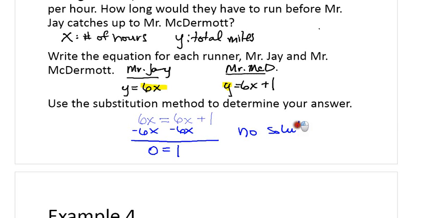And if I remember back to graphing these systems of equations, no solution means that they should be parallel lines. And that's supported up here in the equations, where both have a slope of 6 and they have different y-intercepts. One has a y-intercept of 0, and one has a y-intercept of 1. So these are both parallel lines that never intersect, meaning that Mr. McDermott will win the race because he started ahead, and Mr. J will never catch up because they're running at the same rate. Since Mr. McDermott got to start ahead, he stayed ahead.